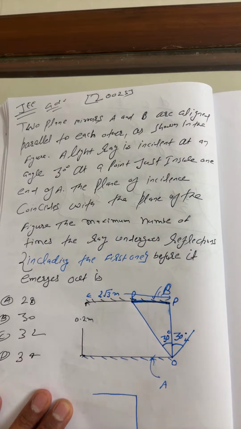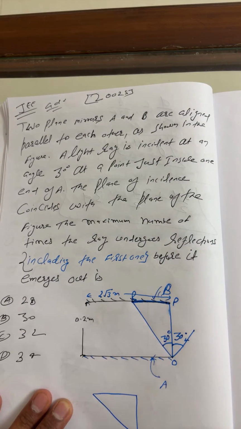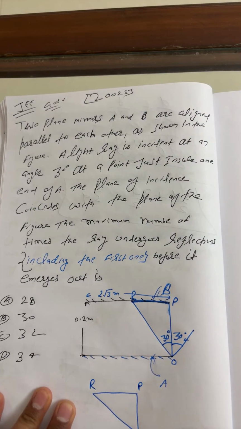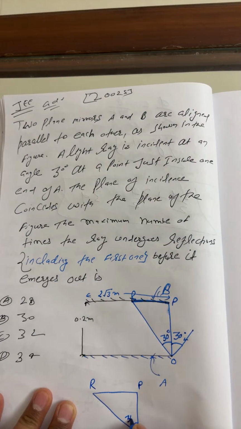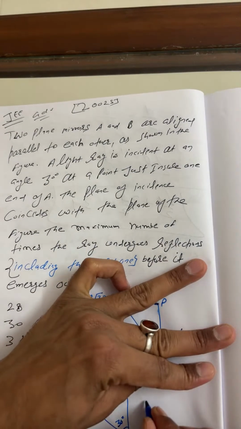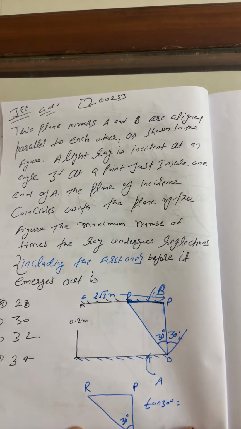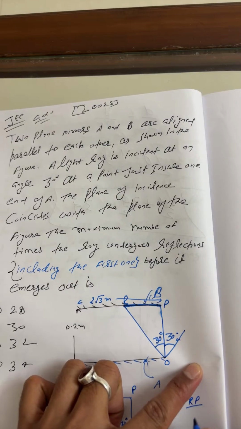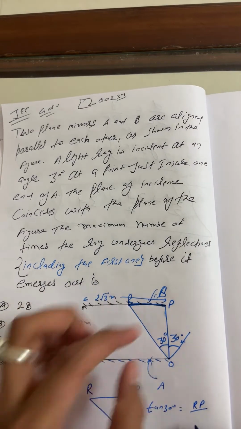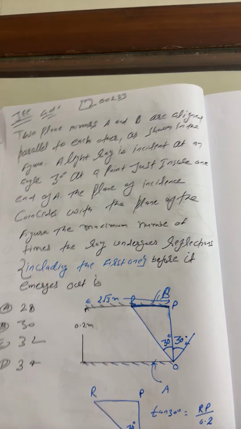Correct, beta. SR01, correct. So this is P, this is R, this is O. This angle you can write as 30 degree. So you can say tan 30 degree, it's a perpendicular here. So you can write RP upon 0.2, this distance mentioned here. Tan 30 is 1 by root 3.